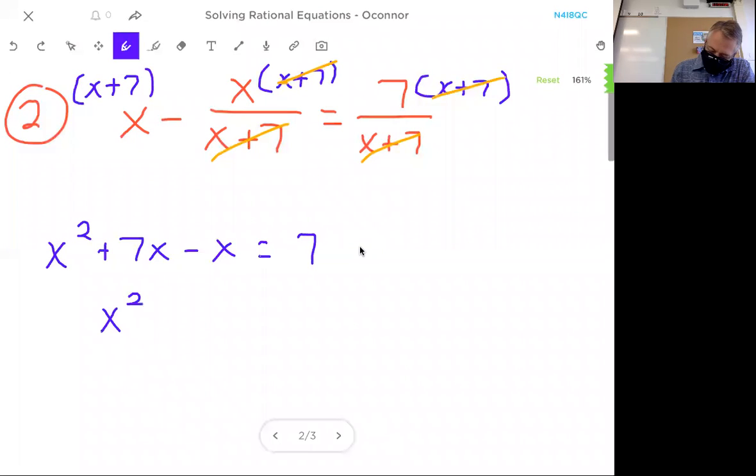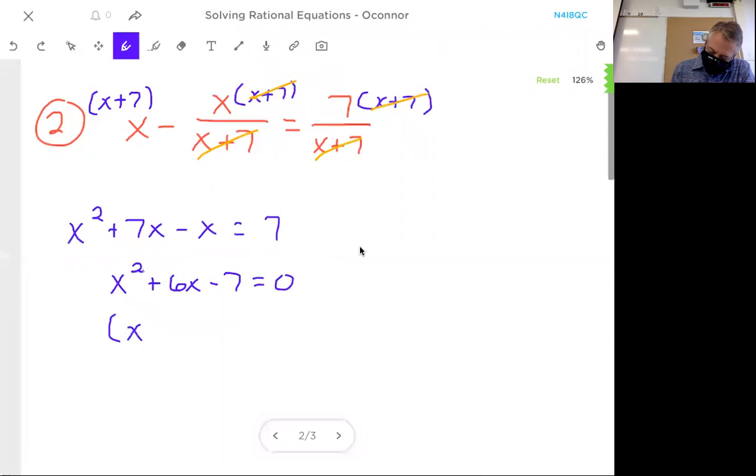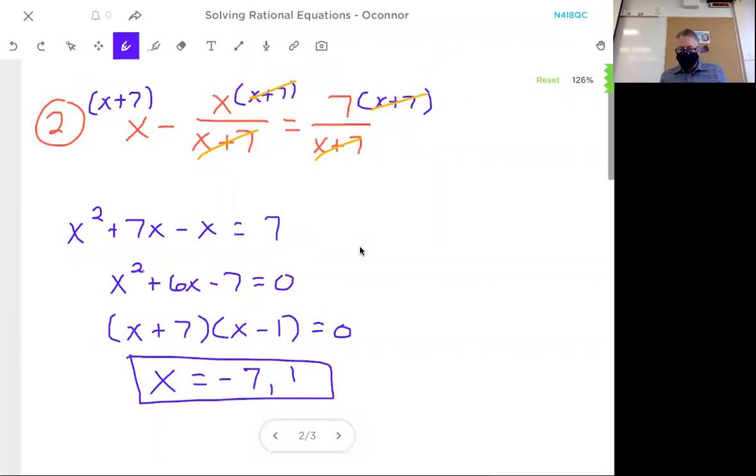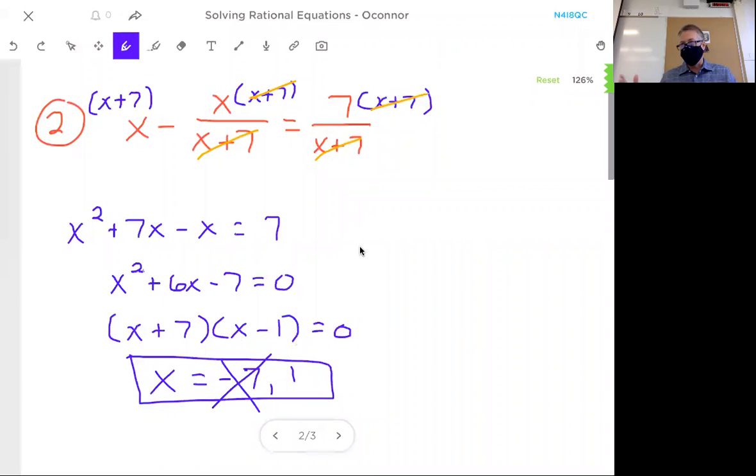So now it's a quadratic. So x squared plus 6x minus 7 is equal to 0. We'll try and factor that. I think it factors into x plus 7 times x minus 1, meaning our answers are -7 and +1. Don't forget to check for extraneous solutions. Don't do all that great work and then forget, because -7 is extraneous, because that would make the denominator equal to 0. So we only have one answer, x equals 1.